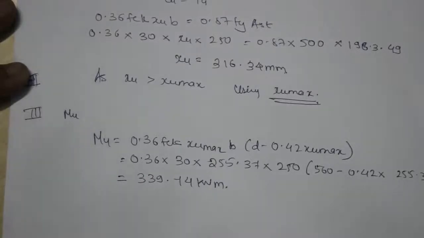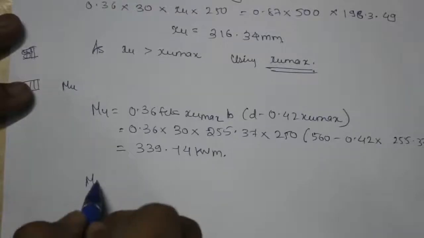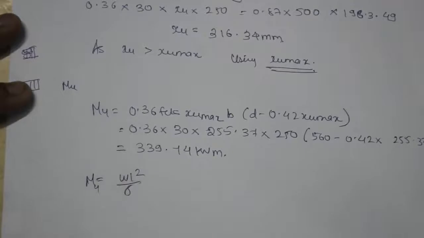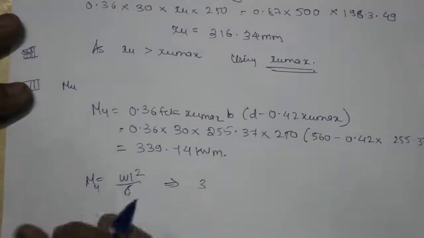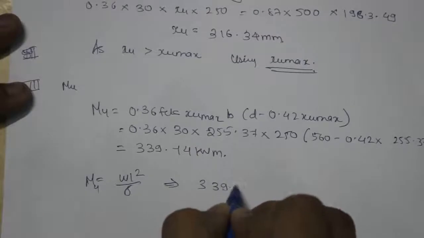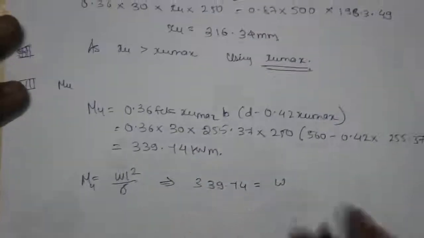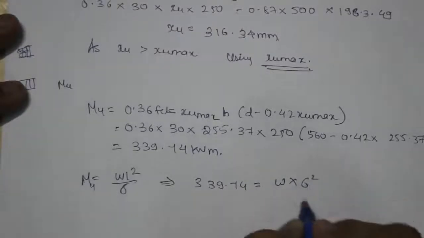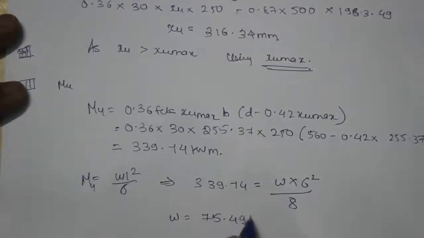So for a simply supported beam, the maximum moment is at the center, and it is given as M equals wL square by 8, actually Mu. So if I plug in all the values here, 339.74 equals w, which is unknown, we have to find out w, multiplied by 6 meter, which is the span given to us, squared, by 8. So we get w as 75.49 kilonewton.